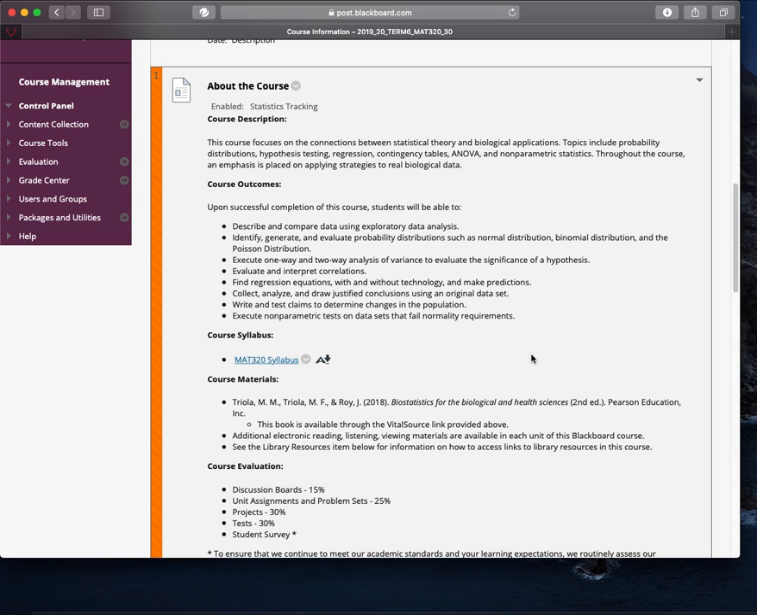And from the course catalog, the description for our course together is that this course focuses on the connections between statistical theory and biological applications. So essentially speaking, it takes all the aspects of statistics and applies it basically to different biological applications involving biology. There's a lot of stuff within the medical fields as well.